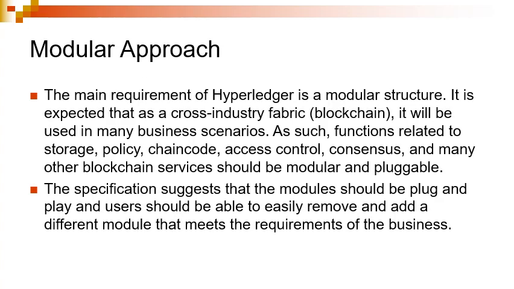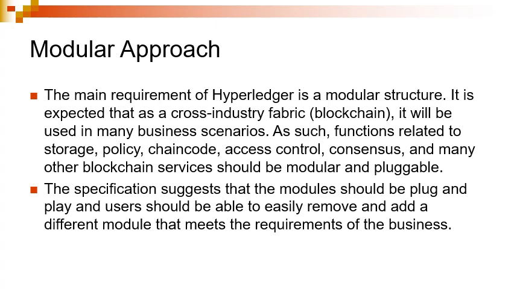So the first requirement of Hyperledger Fabric is a modular approach. The main requirement of Hyperledger is a modular structure. It is expected that as a cross-industry fabric, it will be used in many business scenarios. Cross-industry means there is not only one type of industry, but different types of industries that can use this Hyperledger framework to build blockchains for their businesses.